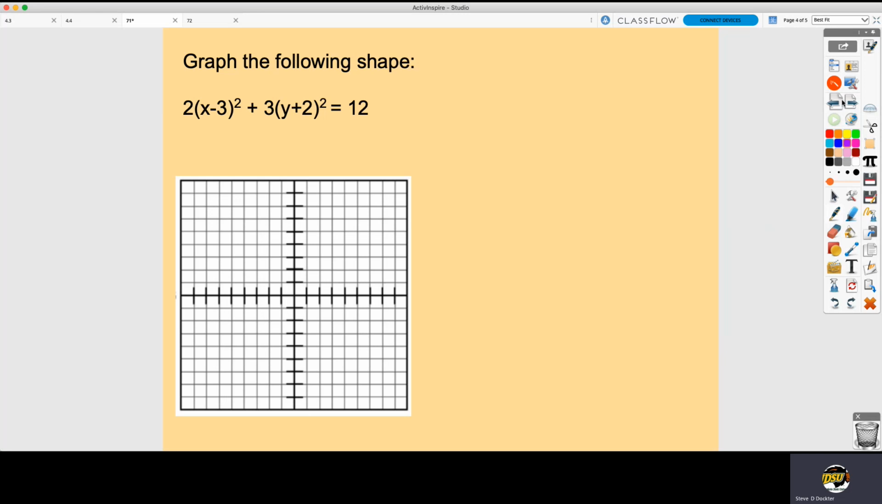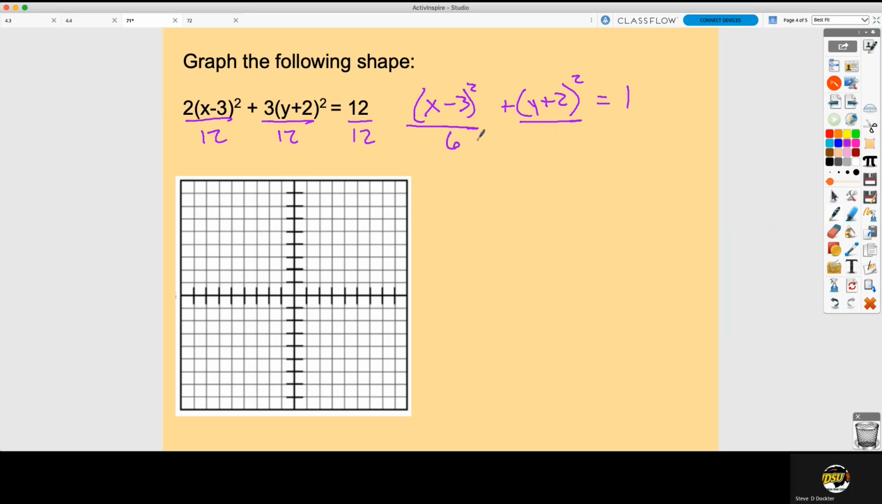All right, so this one's just a little bit different here. Okay, this one, we're just going to graph the shape of it. All right, so our first step is to do what here? We've got to divide by 12. And then simplify out this equation. So we've got x minus 3 squared plus y plus 2 squared equals 1. What is our number that's going to go under the x's here?